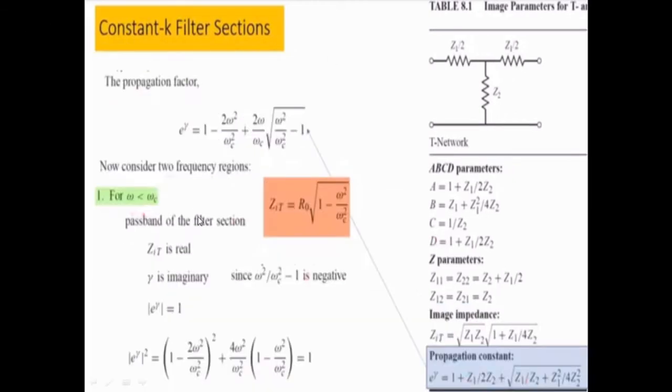And another condition is there: when omega less than omega c, ZIT is real, because I told you the imaginary parts are 0. So when you substitute omega equal to 0 in the ZIT formula, you will get only R0. R0 is a constant, so it's a real value. So when omega is less than omega c, that is, in the passband, the image impedance will be real. So this is another formula you should remember. These are the 5 formulas you should remember regarding the low pass filter design.